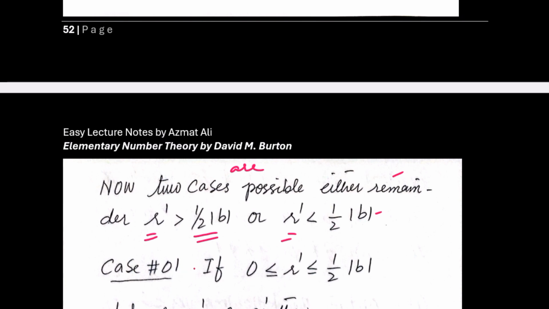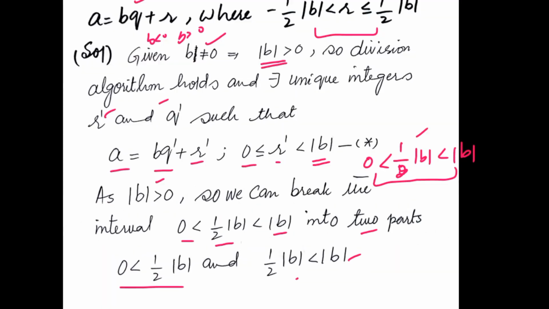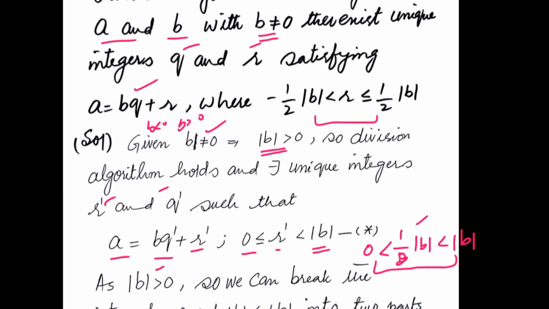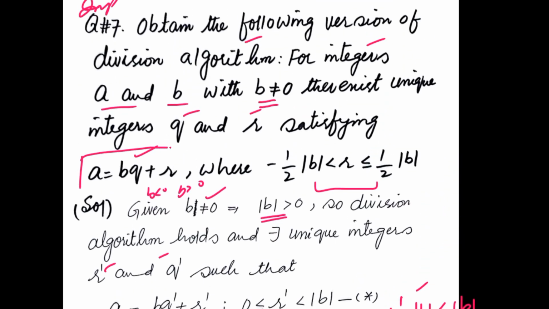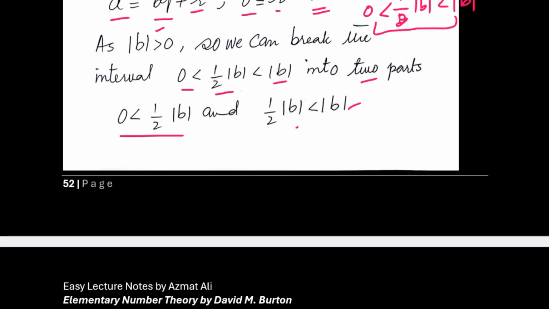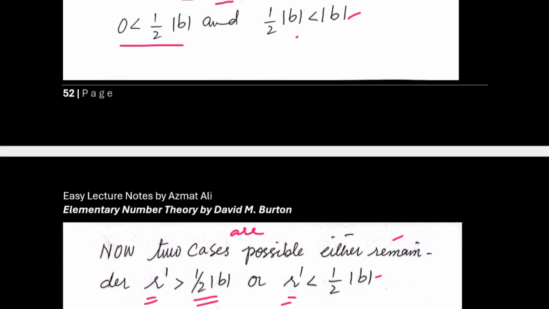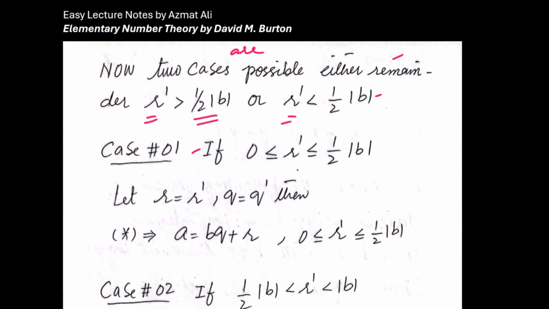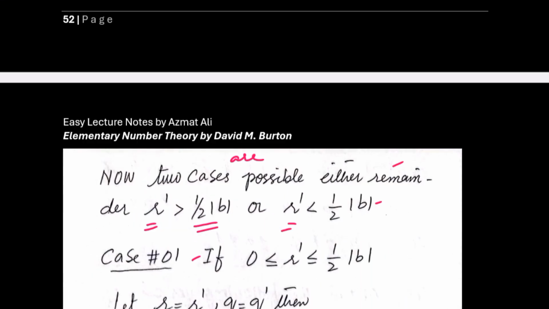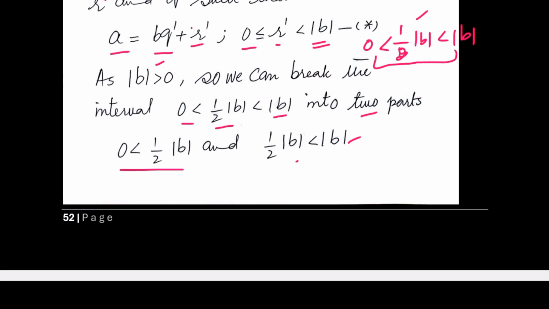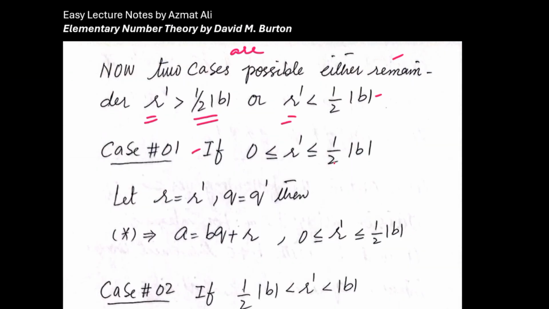Case number 1. I have two targets to prove. One, I have to prove this form, and other, I have to prove that my remainder always lies in these two values. So I am considering the first case. If r dash, that is the new remainder that I have set here, is less than half of |b|, but it will always be greater than or equal to 0.